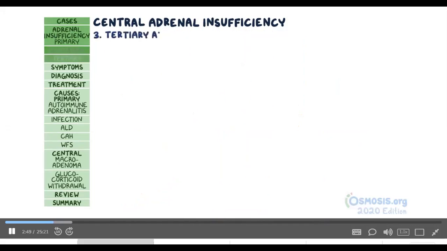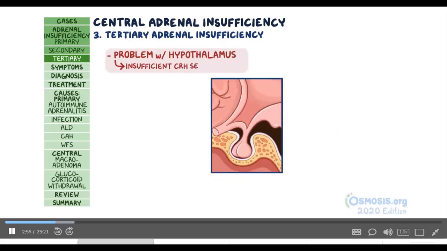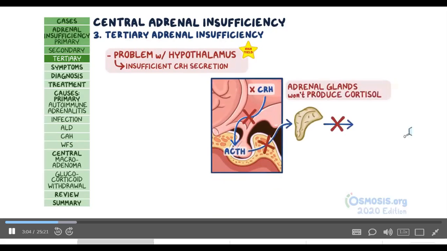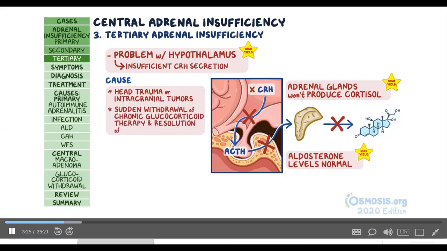And finally, there's tertiary adrenal insufficiency, where the problem originates with the hypothalamus and there's insufficient CRH secretion. So, once again, because there's no CRH to stimulate the pituitary to release ACTH, the adrenal glands won't produce cortisol. And because CRH doesn't influence its production, aldosterone levels are normal. Similar to secondary adrenal insufficiency, this can happen because of head trauma or intracranial tumors. However, tertiary adrenal insufficiency is usually caused by sudden withdrawal of chronic glucocorticoid therapy and resolution of Cushing syndrome, which suppresses hypothalamic production of CRH through negative feedback.